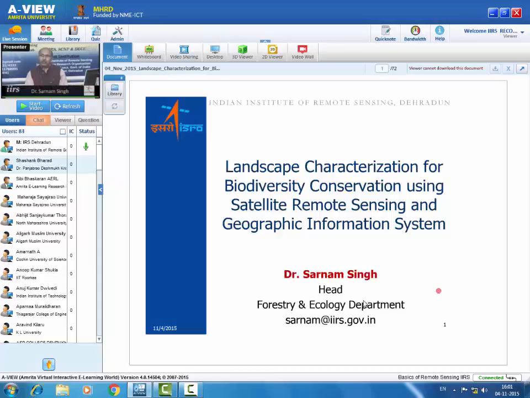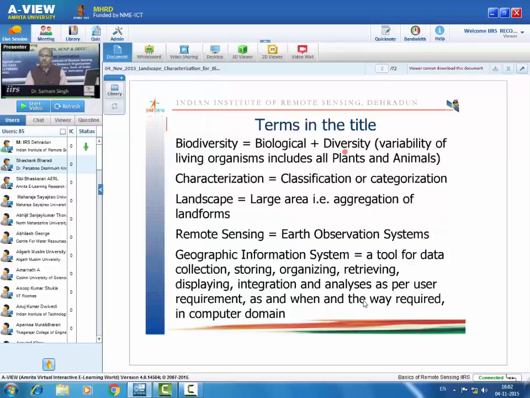The topic of today's presentation is landscape characterization for biodiversity conservation using satellite remote sensing and geographic information system. We will try to understand what these terms are before we go into the detail. So let us start with biodiversity, that is the first term.